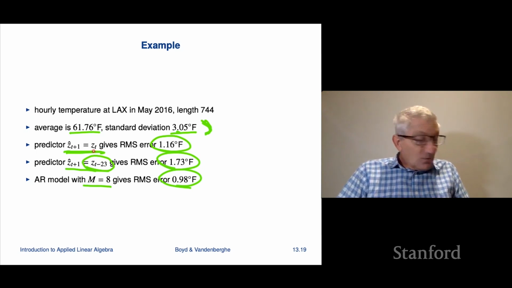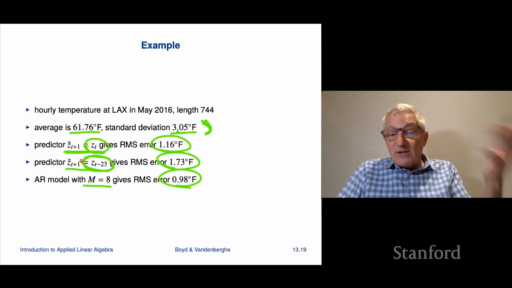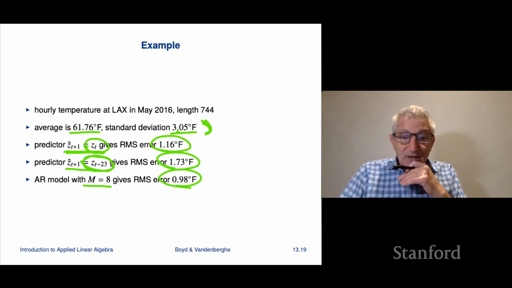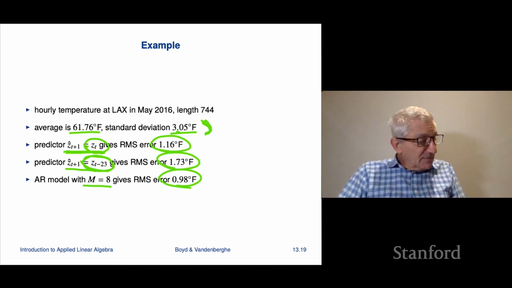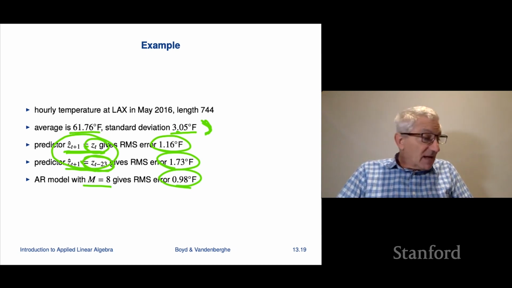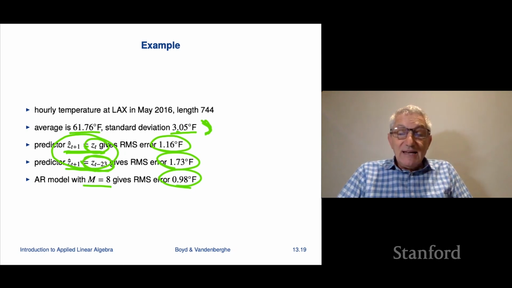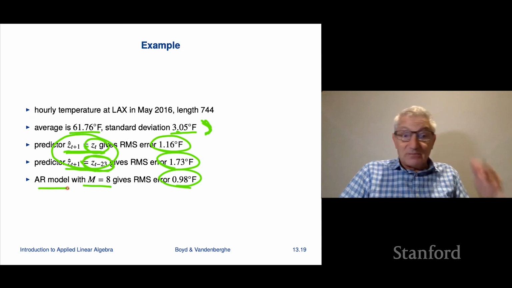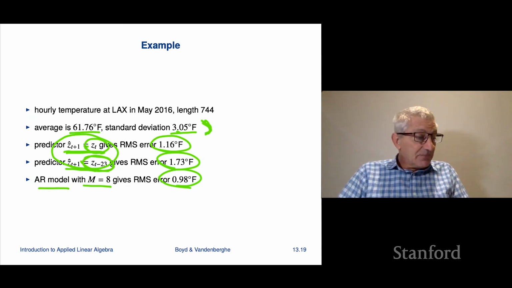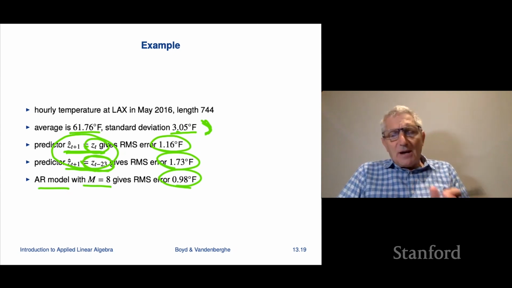In other words, saying the temperature next hour will be simply what it is now, or what it was 24 hours ago. Those are two reasonable models. By the way, these kinds of simple models are very good things to do. As a practical matter, you should never jump into something fancy like an AR model without doing the simple, obvious stuff first, because, well, for many reasons, right?